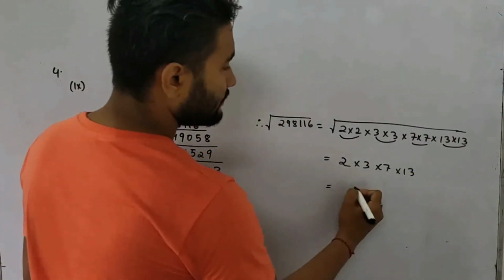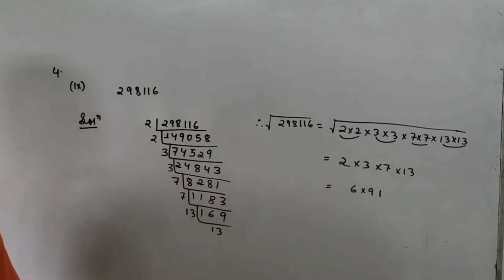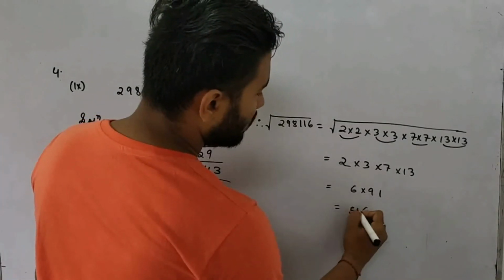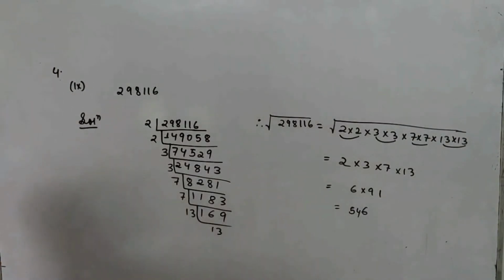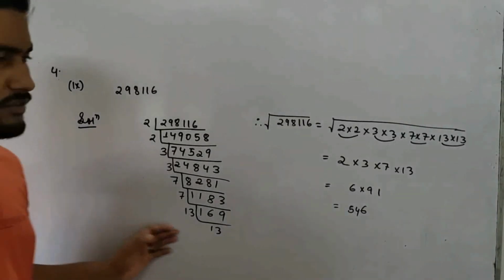3 2s are 6, 13 7s are 91. 3 2s are 6, 13 7s are 91, 6 1s are 6, 9 6s are 54. So your answer is what? 546. So understood what your answer is? Your answer is 546. So let me check once. Exercise 3.4, question number 4, number 9. Yes, 546. Understood? So this method you already know, you practice.